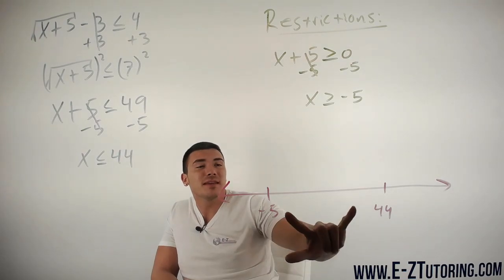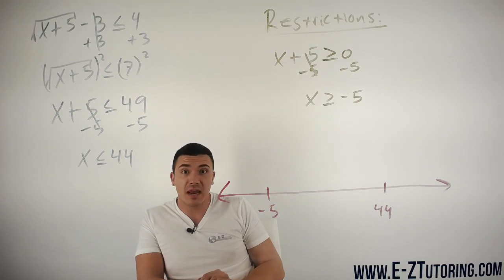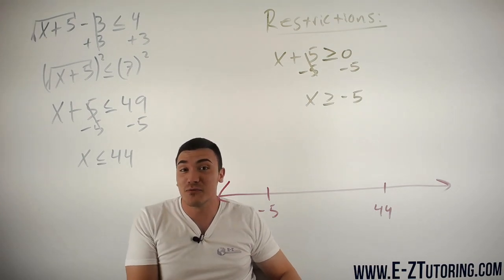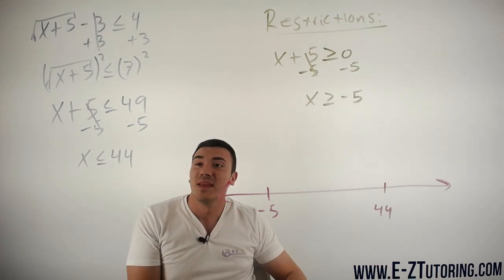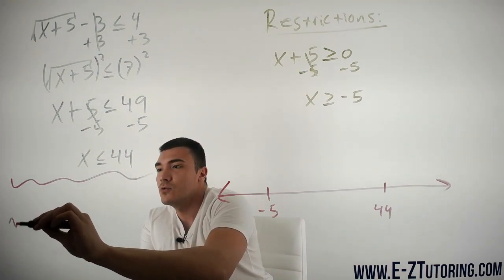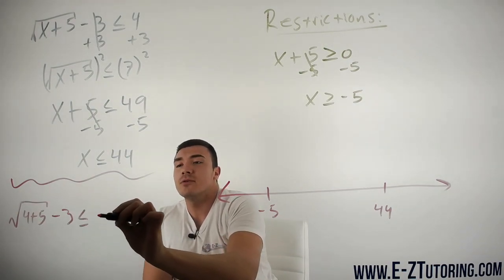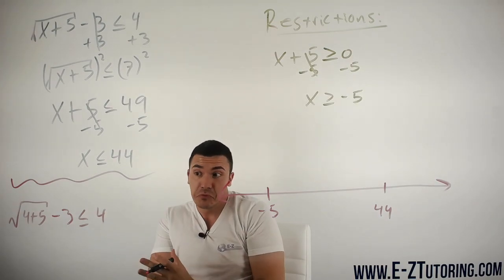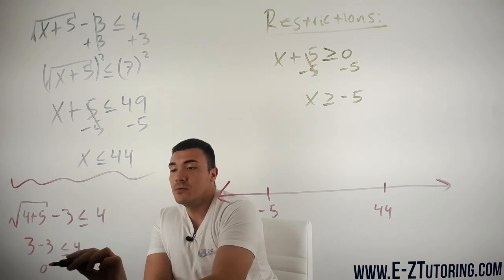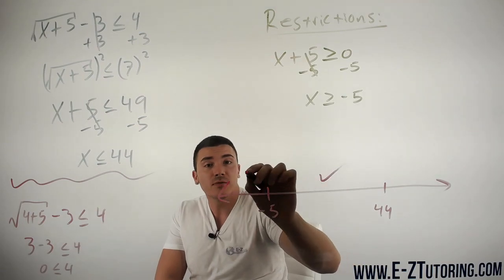We can test it by plugging in any number in between negative 5 and 44. 0 is a very good candidate, or actually not that good, because then we'd get square root 5. So how about we plug in 4, which is in between them. 4 plus 5, I'll go ahead and write this out. Square root of 4 plus 5 minus 3 is less than or equal to 4. This is 9. Square root of 9 is 3. 3 minus 3 is 0, which is definitely less than or equal to 4. So this interval works, this one does not.